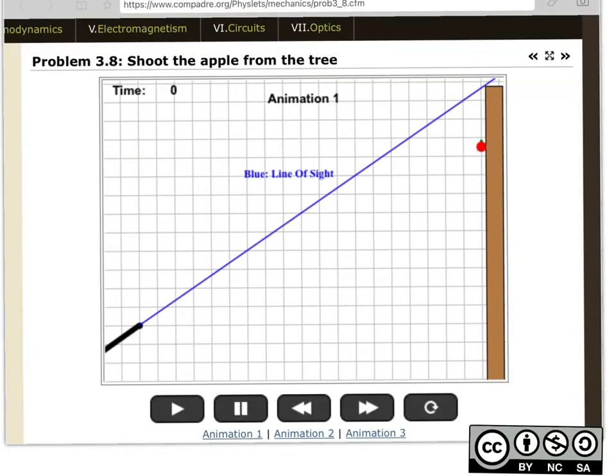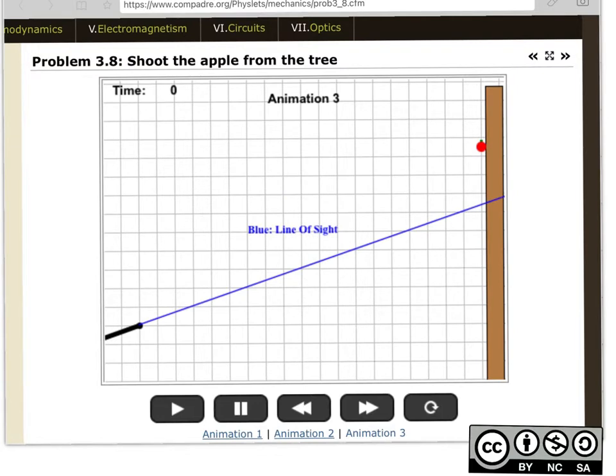Problem 3.8. There are 3 animations where we want to hit the falling apple with the projectile, and we aim the thing above, below, or directly at the apple, and we release the projectile at the instant the apple releases. And if you play the animation, you'll see in every case the projectile hits the apple, and only one of them is correct. And so the way we'll identify which one is correct is which one follows the rules of projectile motion.